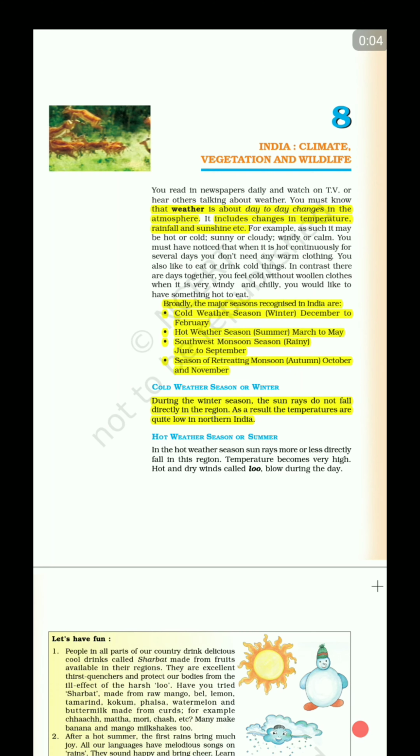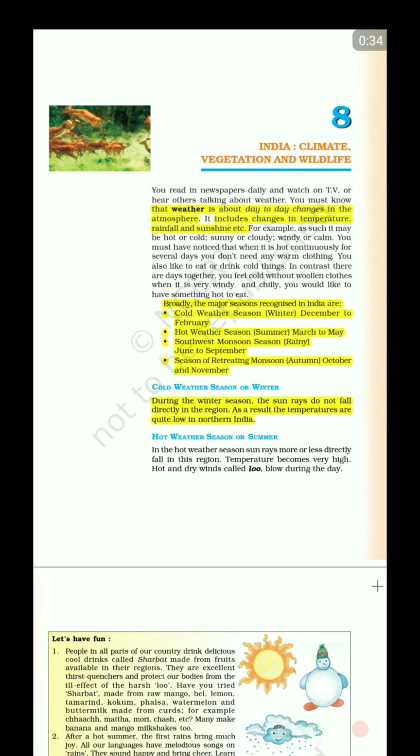In this video we'll be covering chapter 8 of class 6 NCERT Geography: India, Climate, Vegetation and Wildlife. First of all, what is the weather? The day-to-day changes in the atmosphere, which includes changes in temperature, rainfall and sunshine. A very important part is that the time frame here is day to day.